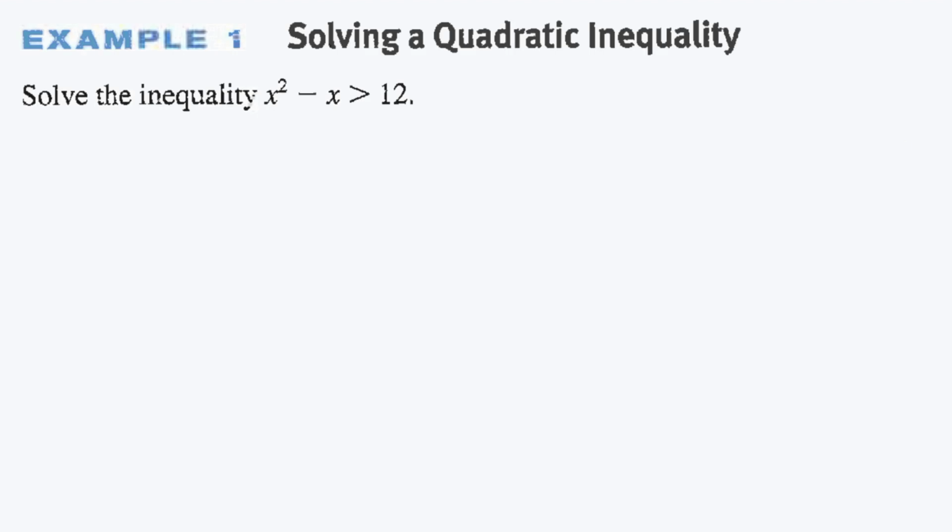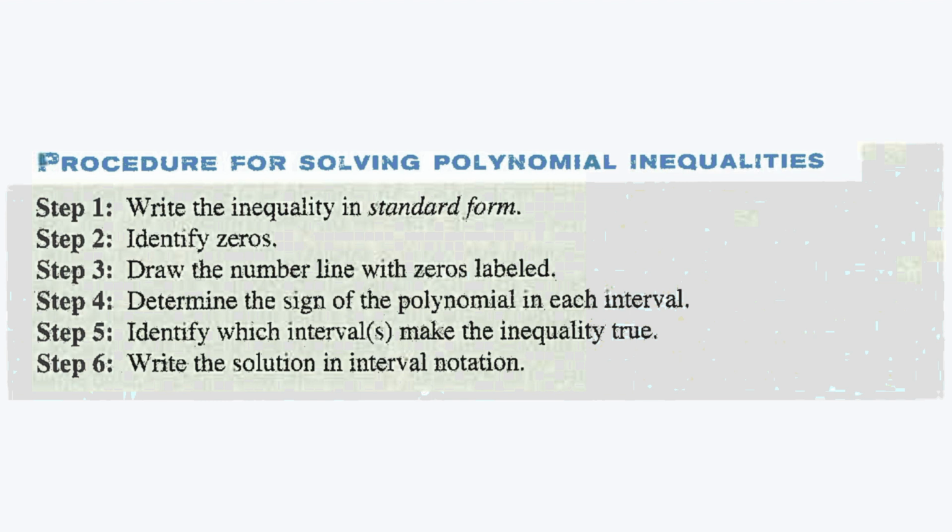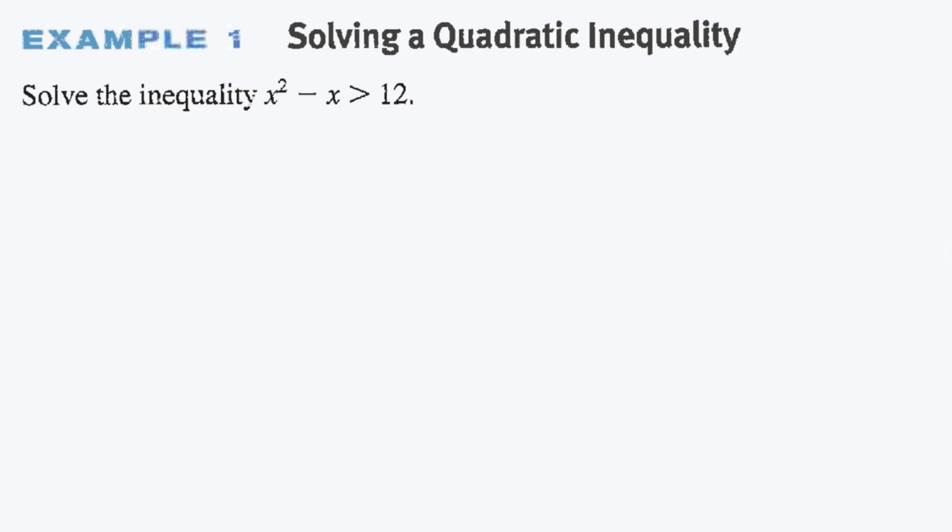So here we go. So step 1. We need to write the inequality in standard form. That means getting 0 on one side. X squared minus x, let's subtract the 12, so that we have 0 on one side. Then we need to factor. This will be x minus 4 and x plus 3. All right, that was step 2.